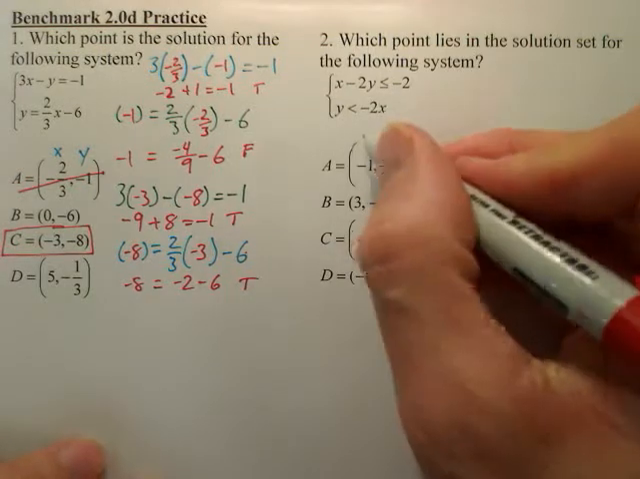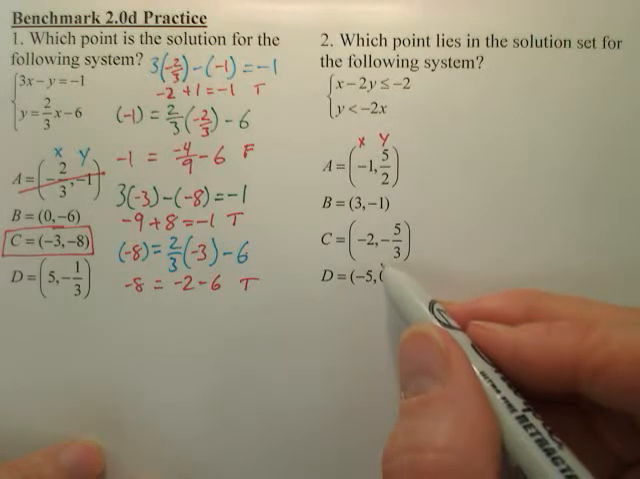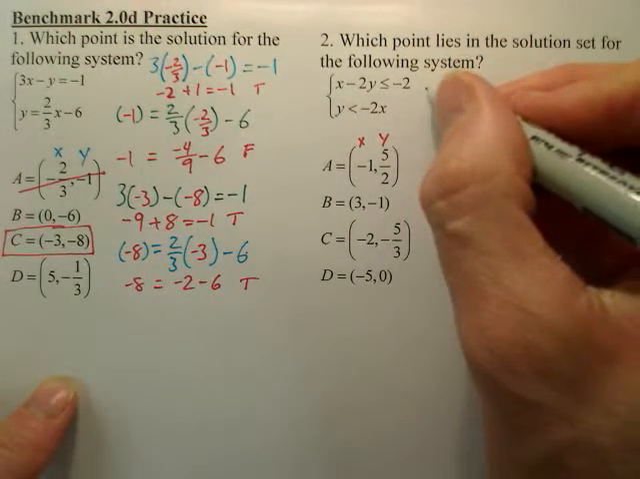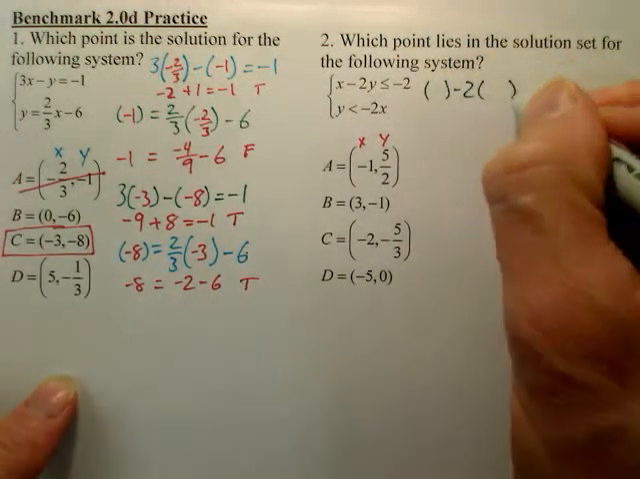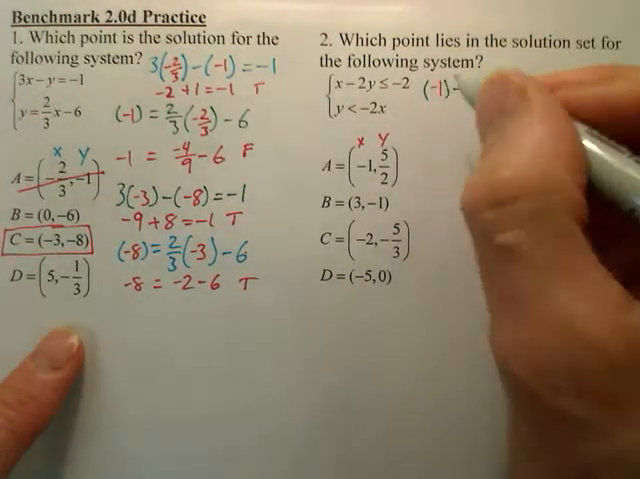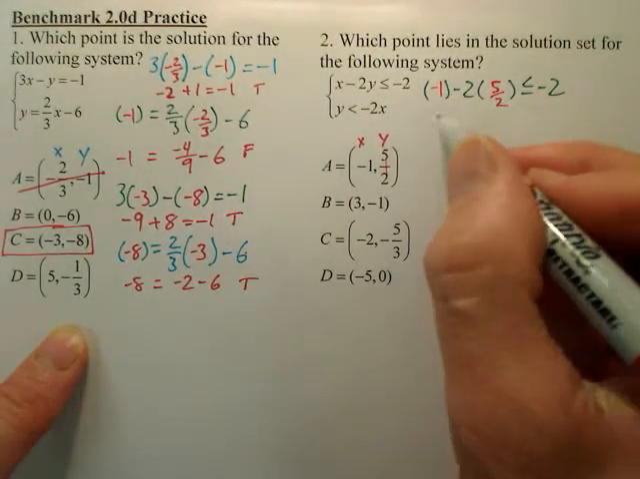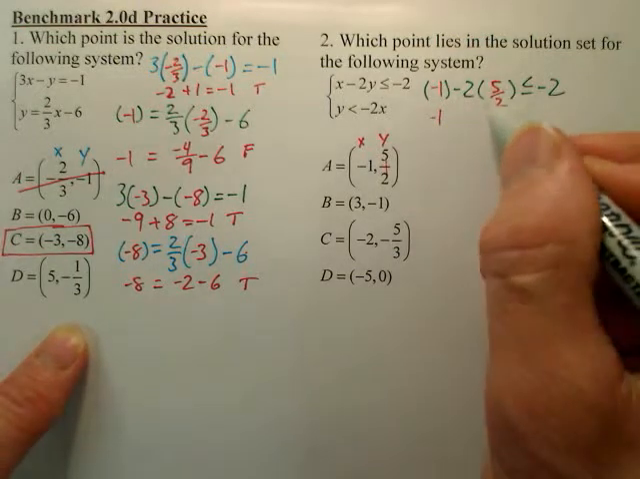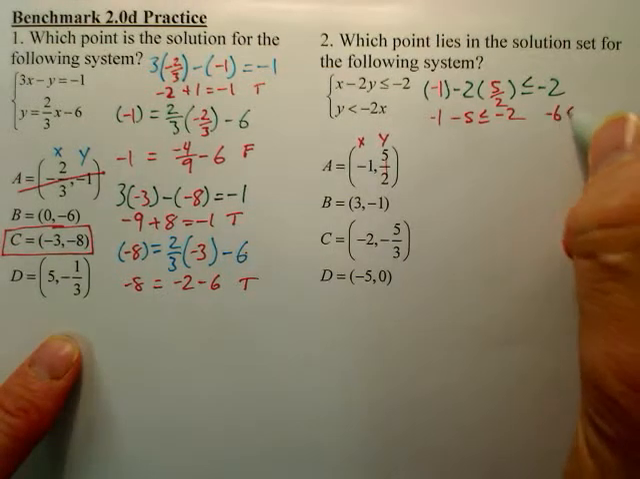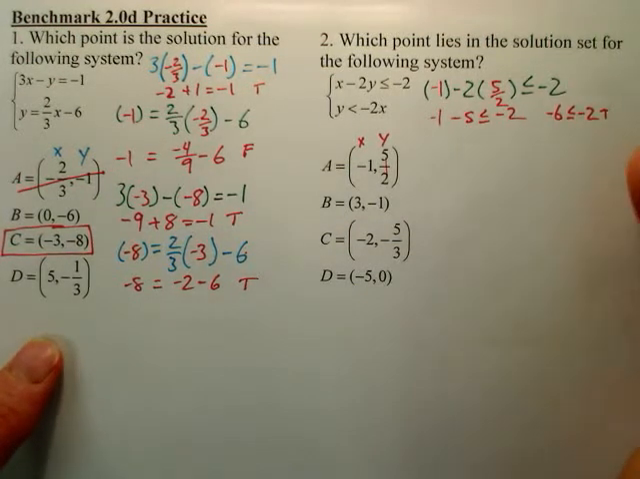Same idea for this one. This is x, this is y. You plug them all in until you find the one that works. And when you do that, for instance, let's do the first one again. Negative x minus 2y is less than or equal to negative 2. I'm going to plug x in, which is negative 1, then y is 5 over 2. So when you do this, it looks like we get negative 1, and this becomes negative 5. Is that true? Is negative 6 less than or equal to negative 2? Yeah. So that actually is true to start off with.